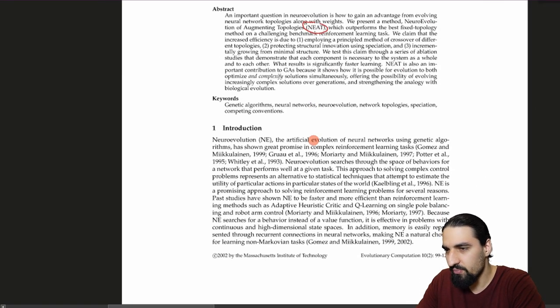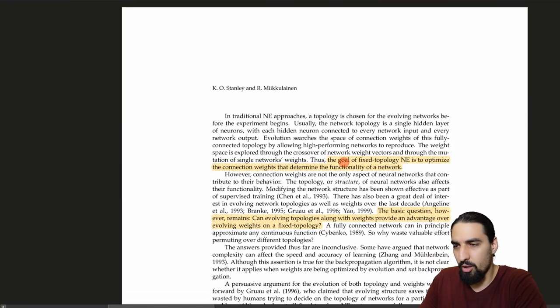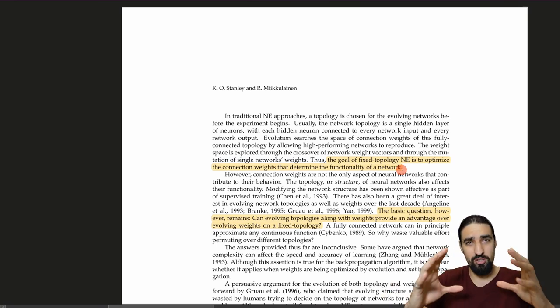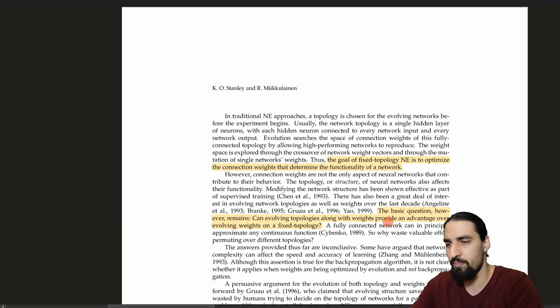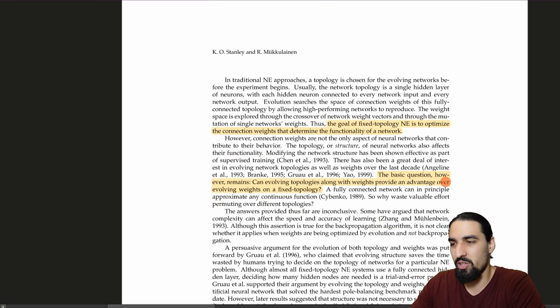Okay, so let's start here. The goal of fixed topology neuroevolution is to optimize the connection weights that determine the functionality of a network. And that's something we are very familiar with. We usually have a fixed architecture, a fixed topology, and we try and tune the weights. Now they say here, the basic question, however, remains: can evolving topologies along with weights provide an advantage over evolving weights on a fixed topology?